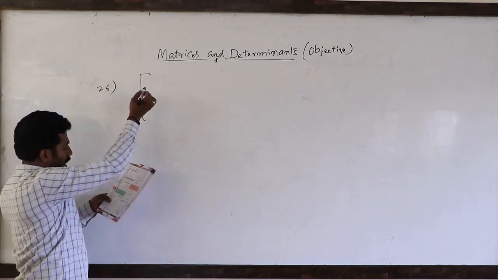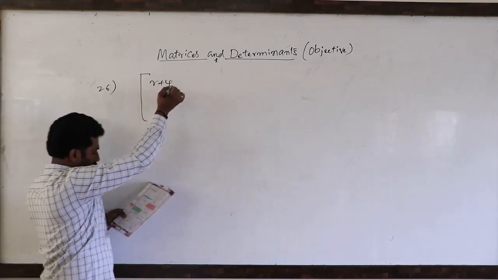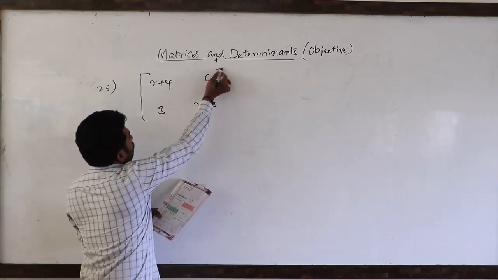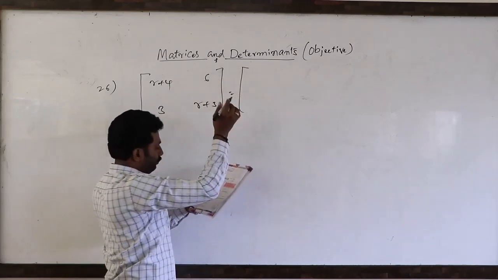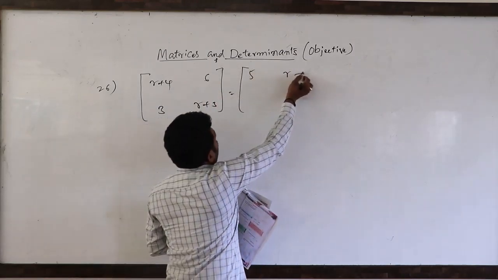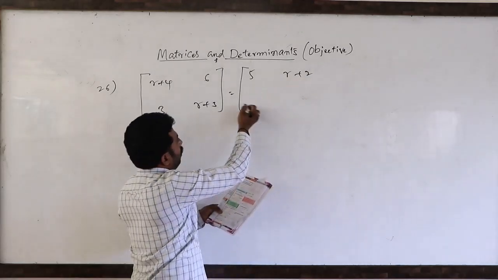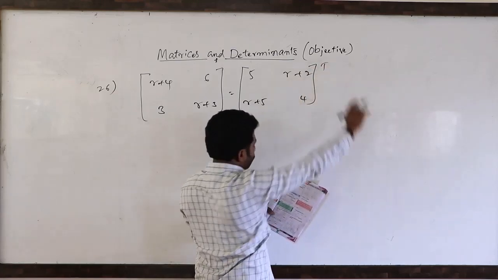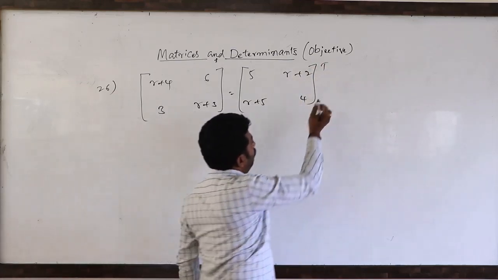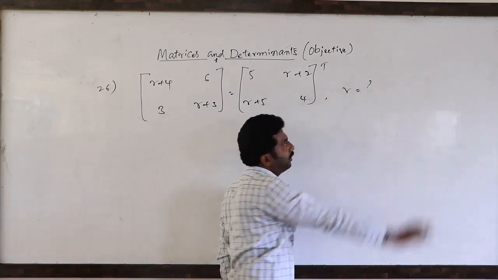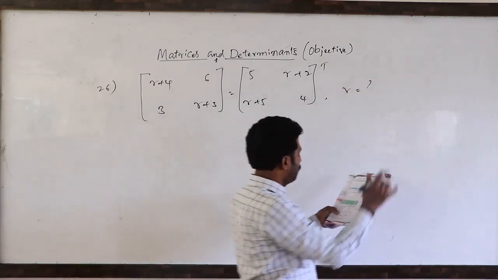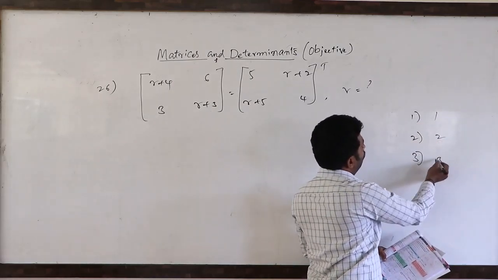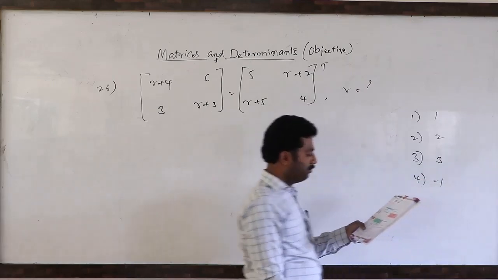Matrix with entries R plus 4, 6, 3, R plus 3 is equal to the transpose of the matrix 5, R plus 2, R plus 5, 4. Then what is the value of R? They are asking this question. The options: first one 1, second option 2, third option 3, fourth option -1.